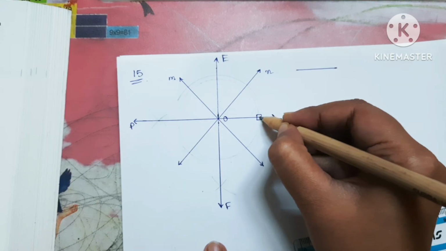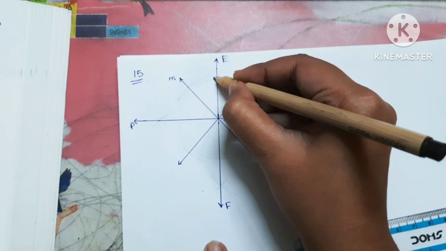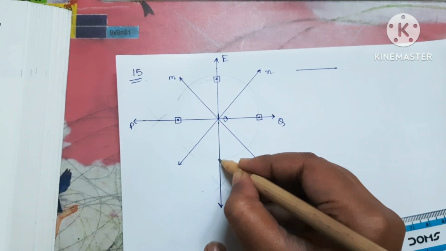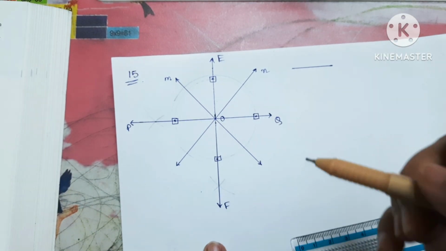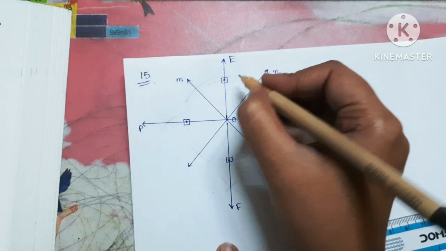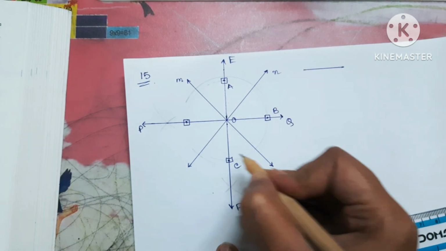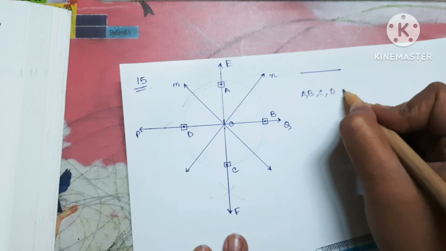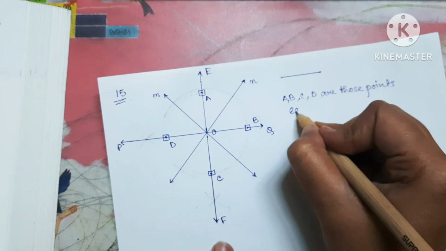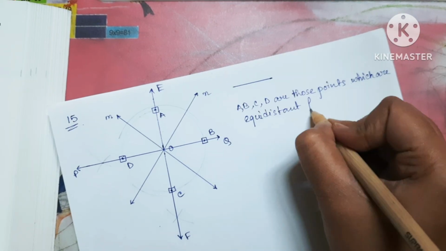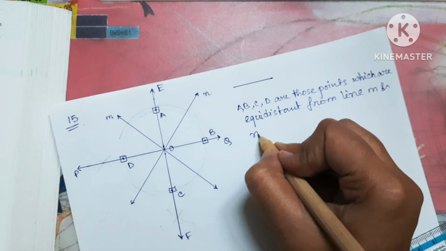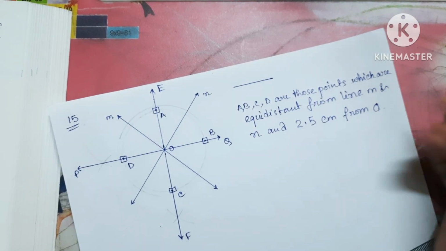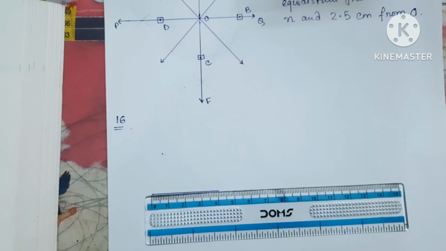This one, that one, this one, and that one. So these 4 points are the required points. You can name them A, B, C, and D. So A, B, C, and D are those points which are equidistant from lines M and N and 2.5 centimeter from O. Now see question number 16.